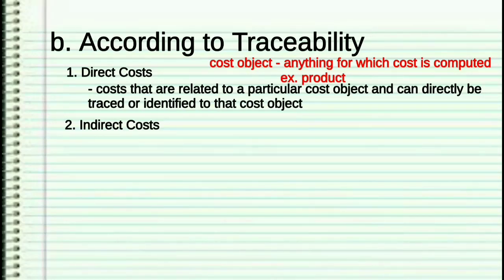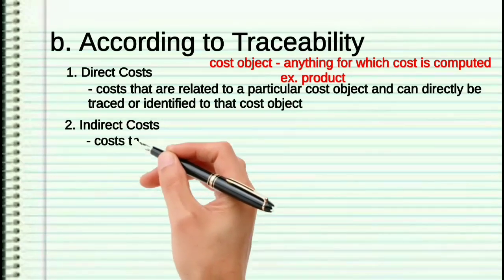For example, the cost object is a furniture. Yung cost ng wood ay direct cost. Kasi nga, yung wood, directly nating matitrace or ma-identify dun sa furniture. Another example is yung cost of labor or yung sahod. Sabihin na natin sahod nung mismong gumawa ng furniture. That is also a direct cost. Kasi directly nating matitrace or ma-identify dun sa furniture mismo. That is the meaning of direct cost.